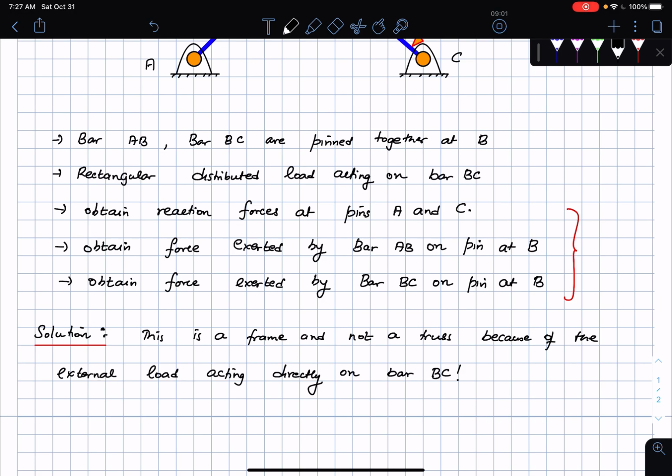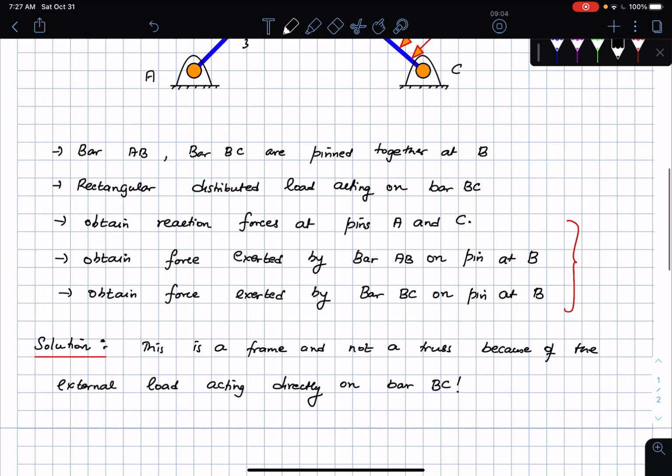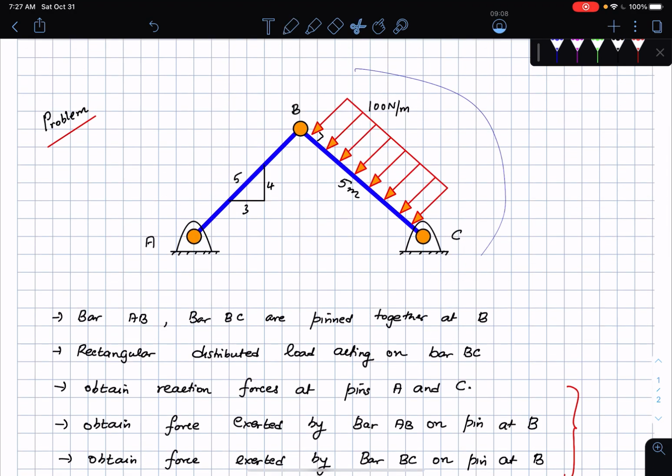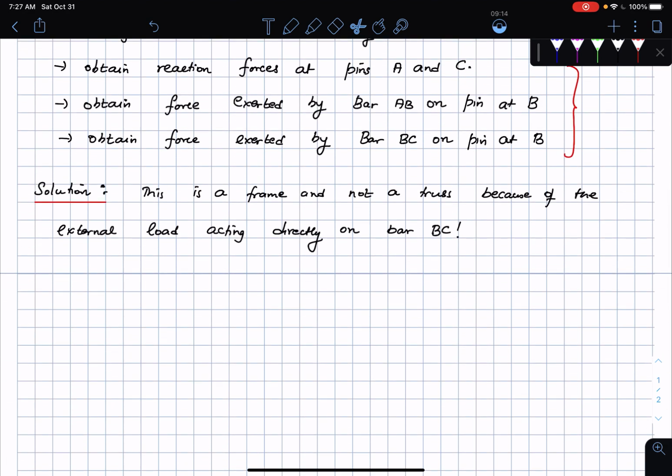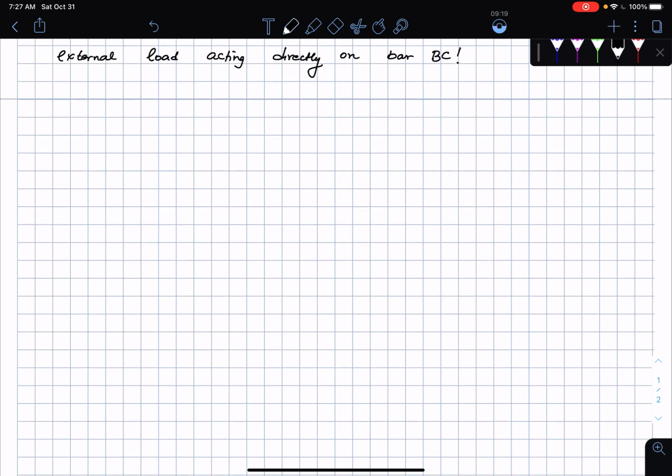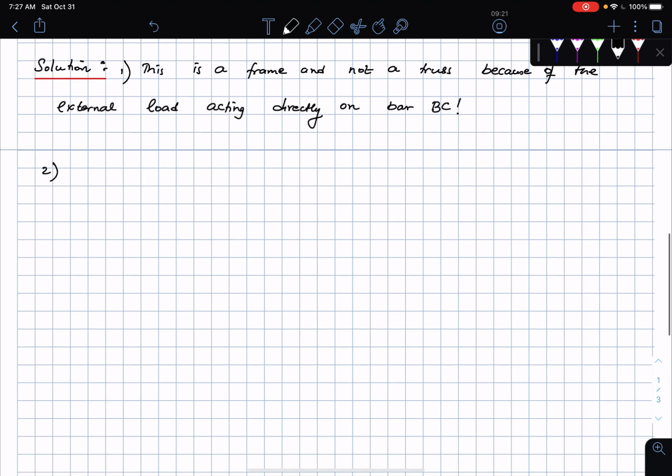All right, and since this is a frame, I'm going to bring our problem back onto the next page so that I can start working on the details of this problem. So the first thing I do is see, hey, what does this look like? This looks like a frame. The second thing I do is this: replace the distributed load by a single equivalent force.